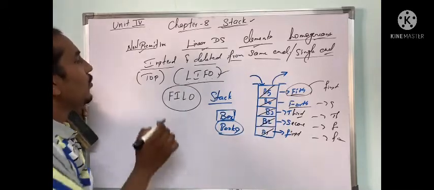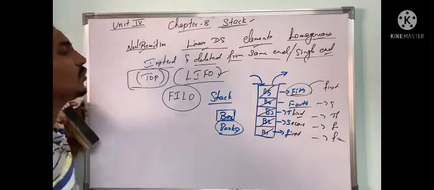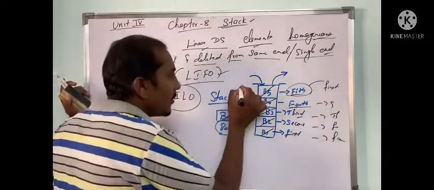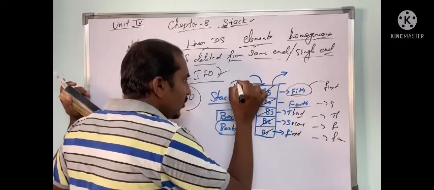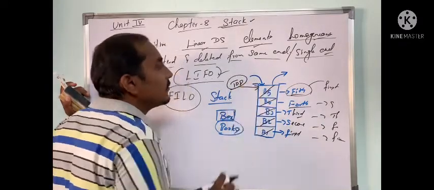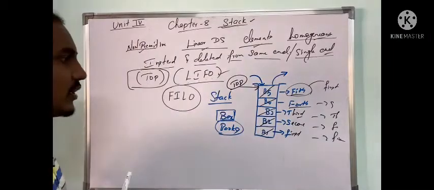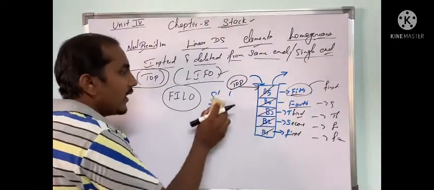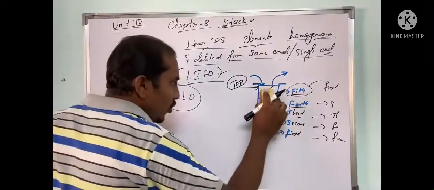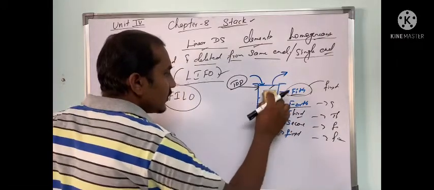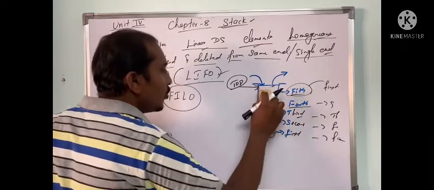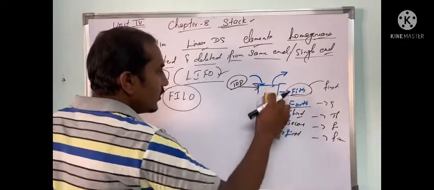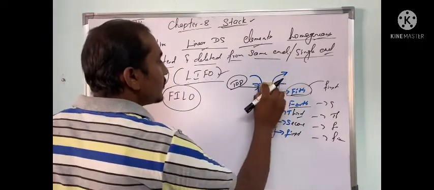So what is this top? Top is nothing but it represents this position or this pointer. This position we are using is called top, in the sense that when there is no element in the structure, or when there is no element in this container, it will be empty.